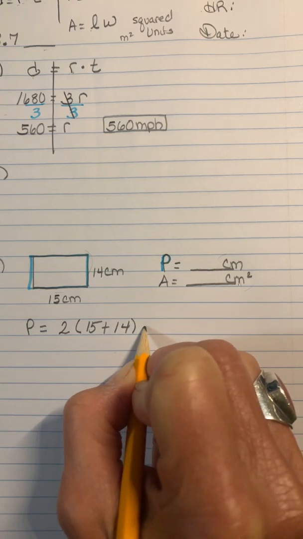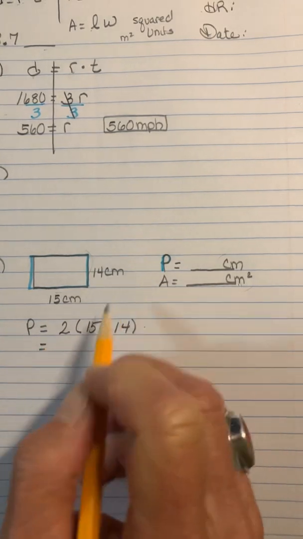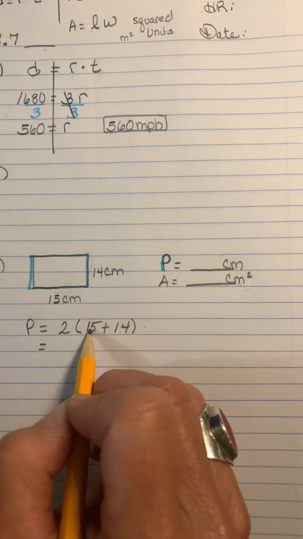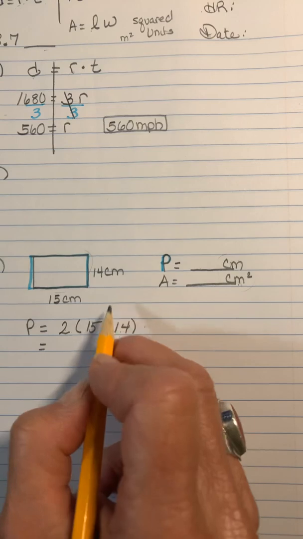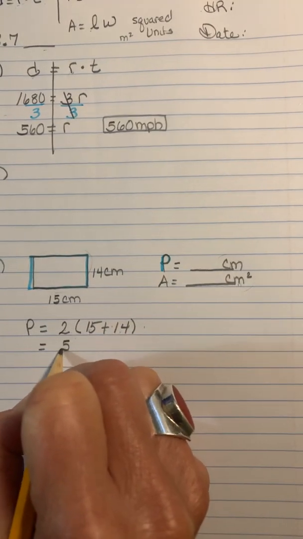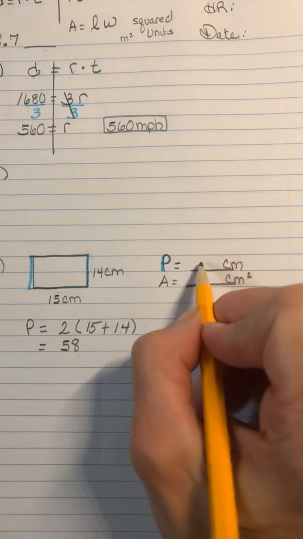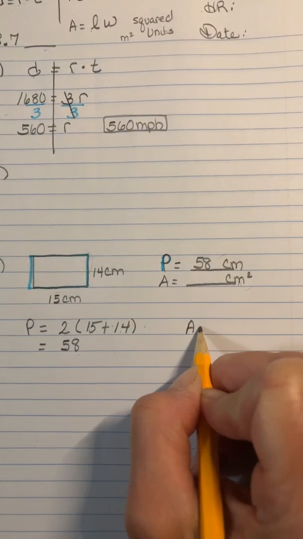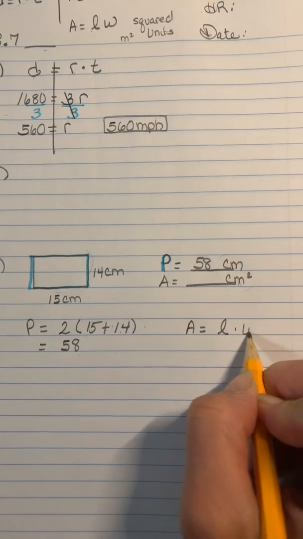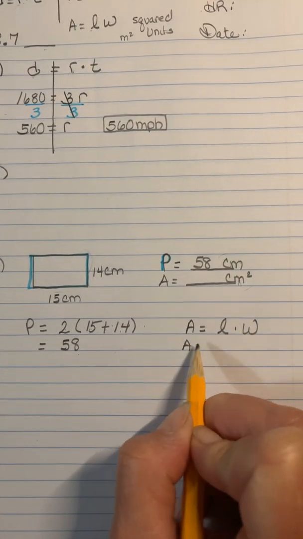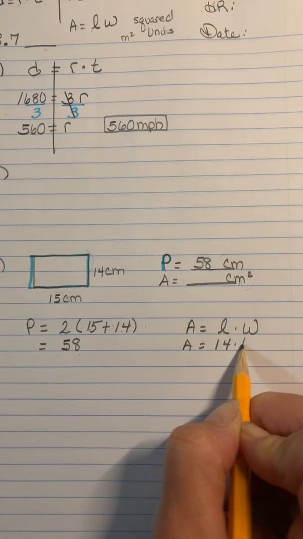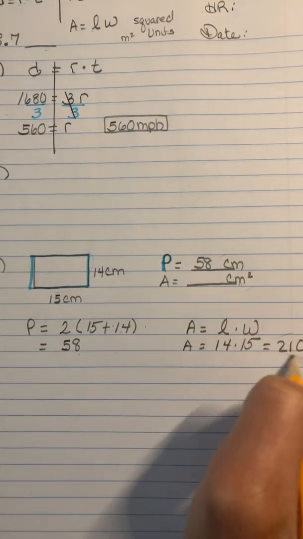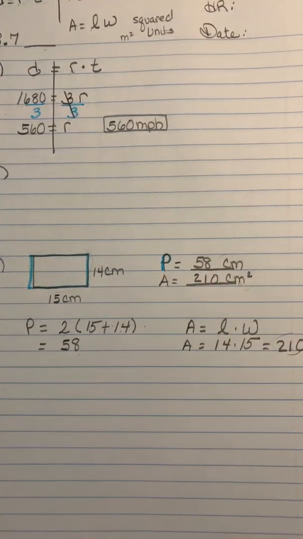Once I do the problem, it's easy enough to show. I can do 15 plus 14 and then multiply it by 2, or I could do 2 times 15 plus 2 times 14, whatever one you think is easiest. Anyways, you get 58. That way I can just plug it in right there and be done. Area is equal to length times width. So area is equal to 14 times 15, which is equal to 210. All I have to do is take that number and put it right up there and I'm done.